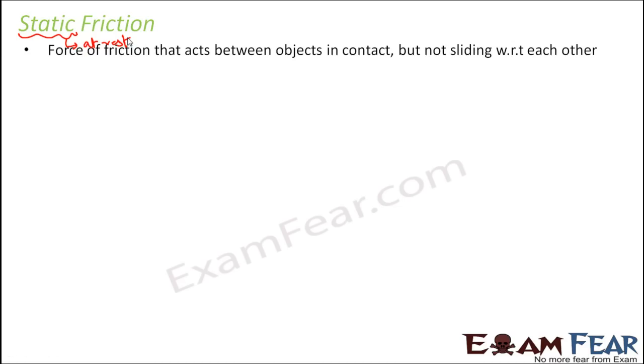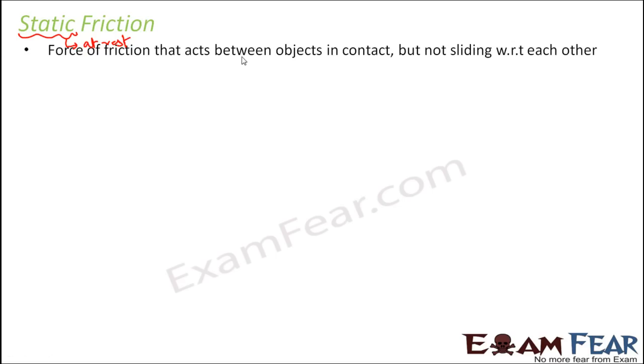Any guesses? When your object is not moving, even then there is a force of friction which is still acting on the object. That is why the object is just not moving on its own. So a force of friction which is acting on objects which are not moving, as long as they are not moving, that friction is static friction.